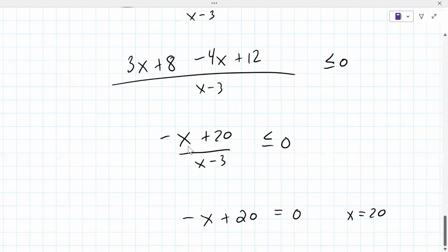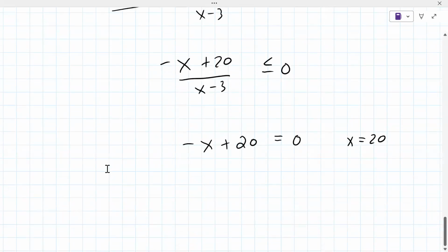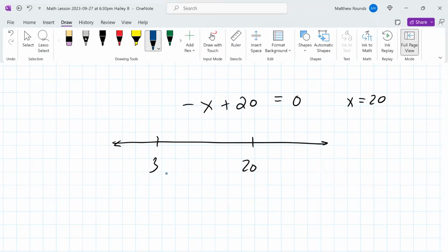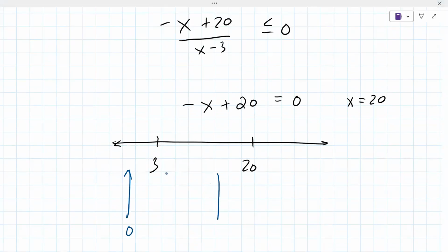Is that okay? Yes. So then we go back to our number line and we have 3 and 20 on the number line and we have to test points. So you might test 0. That's a good one. 5 seems reasonable. And then 21. And you check them back in this line right here. That's minus x plus 20 over x minus 3.